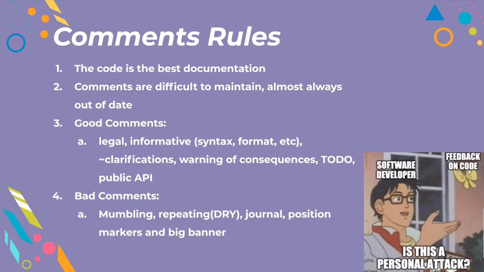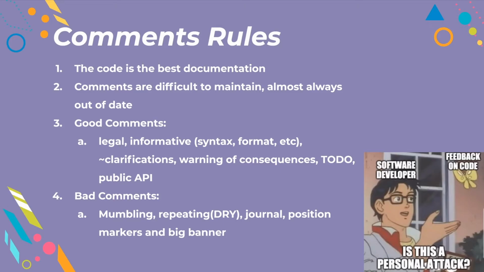So good comments are things like legal matters, if there are any. Informative, which means like, so this is how we declare variables, like syntax and formatting. Clarifications, again, only do if you have to. Warning of consequences. To-do is pretty nice, which might also be hit or miss because it might not be updated. And then public API documentation, if there is any that needs to be immediate in the code.